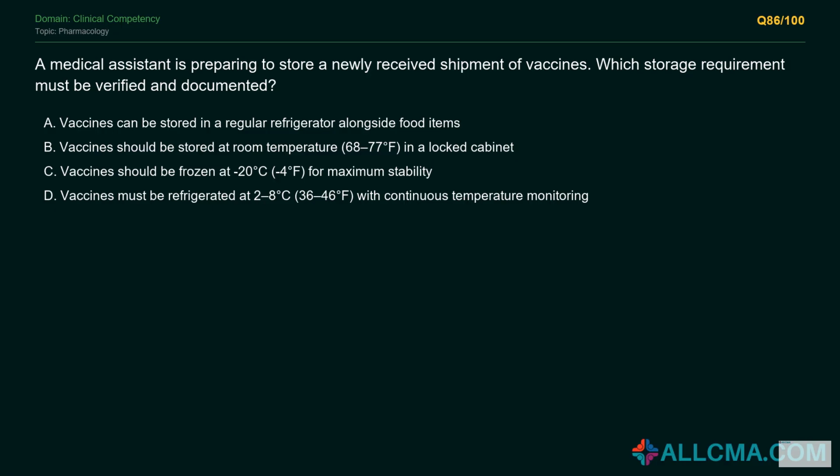Question 86. A medical assistant is preparing to store a newly received shipment of vaccines. Which storage requirement must be verified and documented? Option A, vaccines can be stored in a regular refrigerator alongside food items. Option B, vaccines should be stored at room temperature, 68 to 77 degrees Fahrenheit, in a locked cabinet. Option C, vaccines should be frozen at -20 degrees Celsius, -4 degrees Fahrenheit, for maximum stability. Option D, vaccines must be refrigerated at 2 to 8 degrees Celsius, 36 to 46 degrees Fahrenheit, with continuous temperature monitoring.